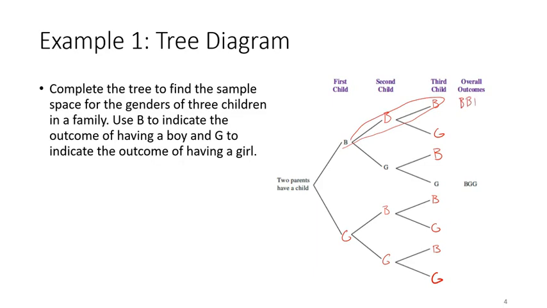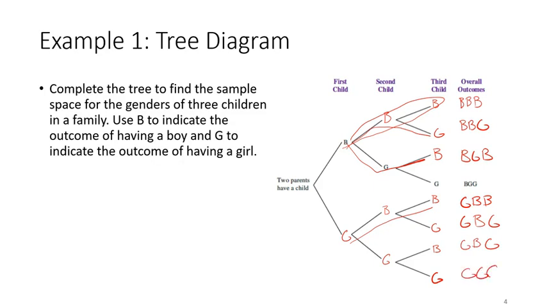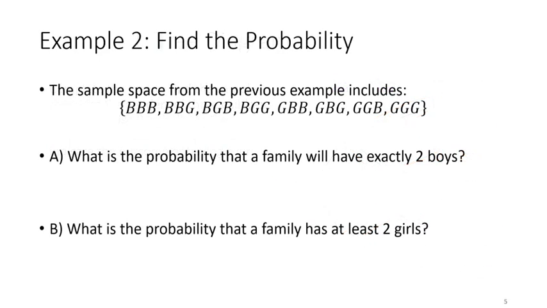So you could have 3 boys, or 2 boys and a girl, or boy, a girl, and a boy, and so on. We just follow the branches to get all of our possible outcomes. And when we're finished, we'll see that we have 8 total outcomes when a family is going to have 3 children. So the sample space from our previous example includes the list above.